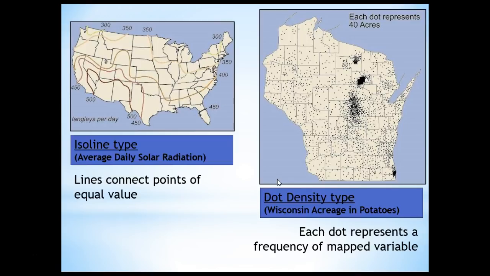Dot density does exactly what it explains. It explains the density of some particular feature or phenomena. Each dot represents the frequency of whatever it is that you're mapping. So acreage in potatoes, you could see that there's a density of potato acreage here in these different parts of Wisconsin.